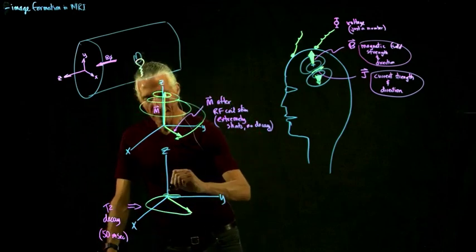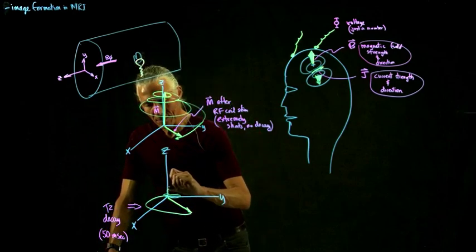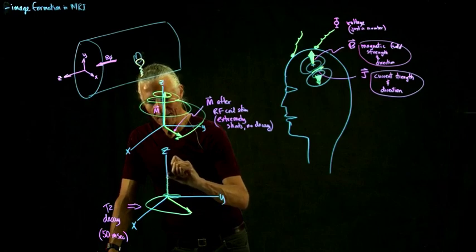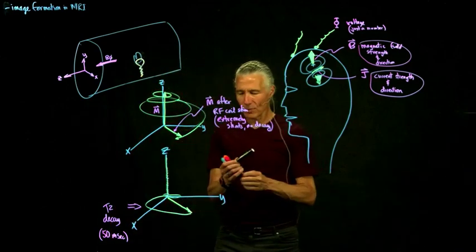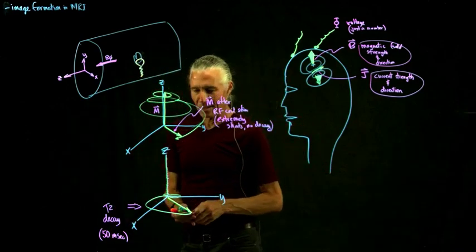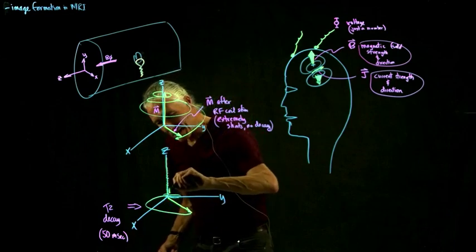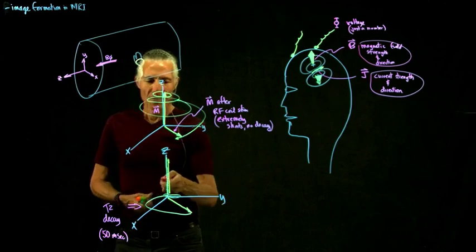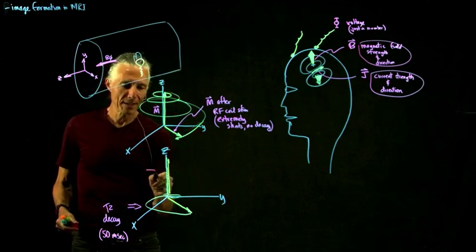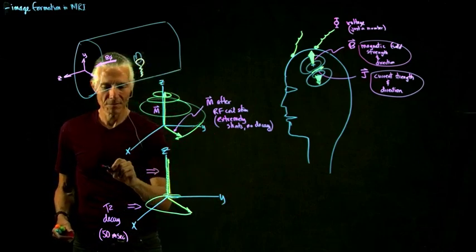And then it takes a couple seconds. It's still slightly wiggling around like that. It takes a couple seconds until it finally gets back up to the equilibrium magnetization. And that whole thing, that slow regrowth, that's T1 decay, or T1 regrowth.